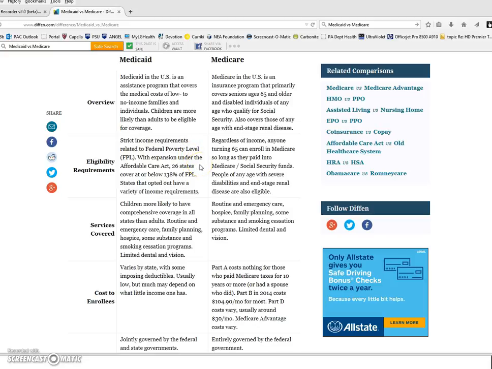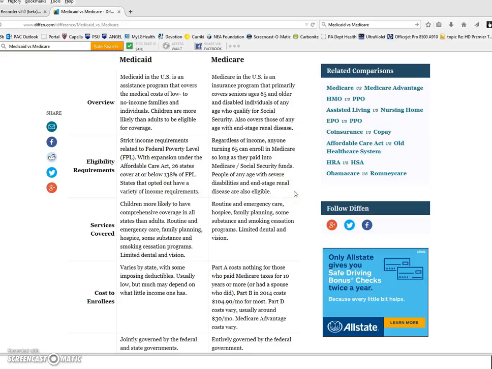So with expansion under the Affordable Care Act, 26 states were able to cover at or below 138% of the federal poverty level. Over here for Medicare, it says regardless of income, anyone turning 65 can enroll in Medicare. And then it says so long as they've paid into it throughout their life.